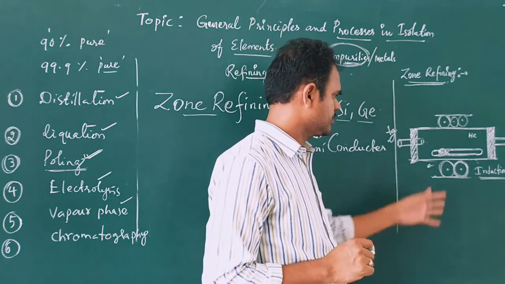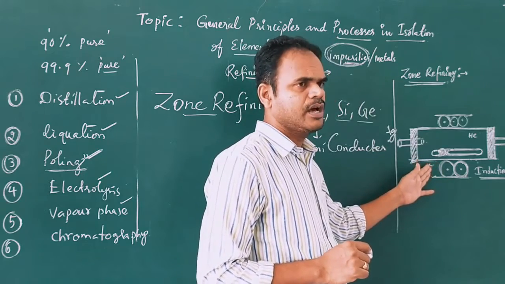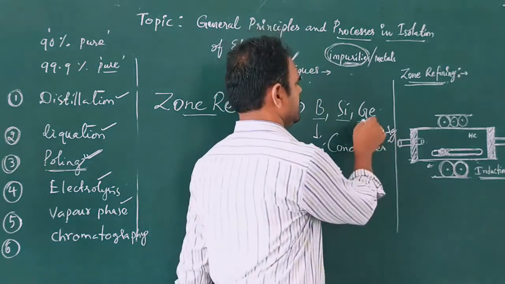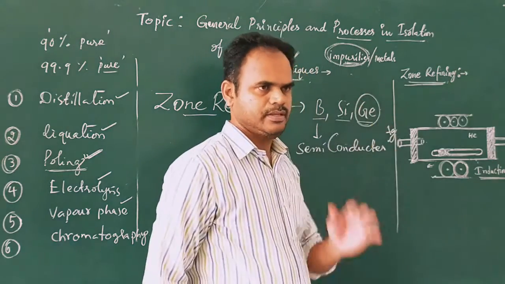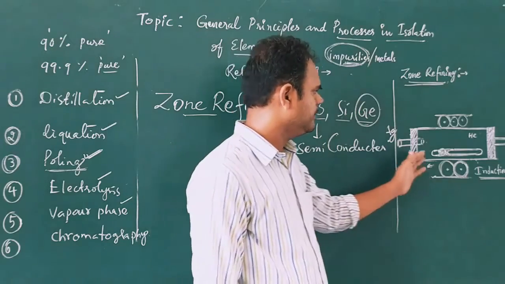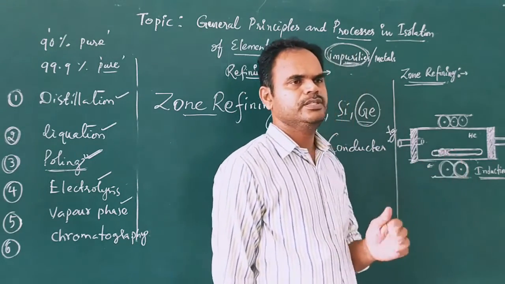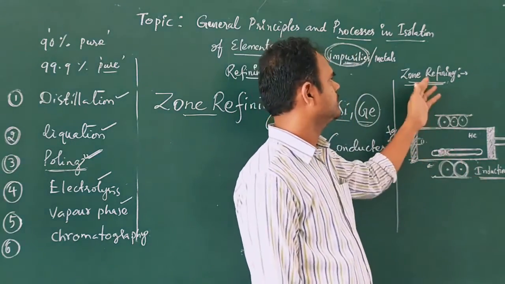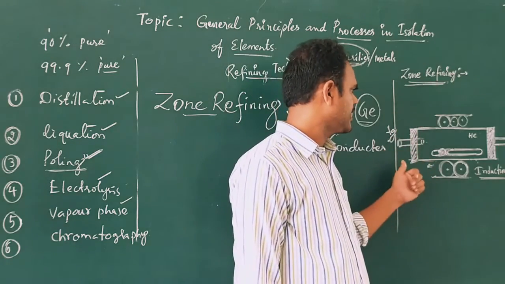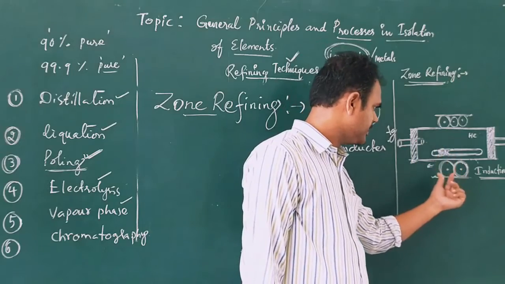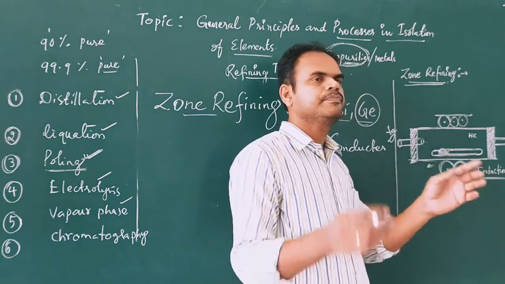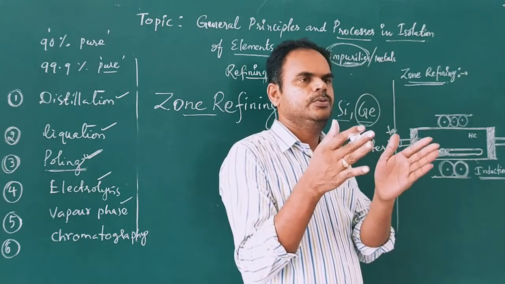So here is a diagram I have drawn for zone refining. Imagine there is impure germanium metal. We have to purify the impure germanium by using this zone refining technique. How is this process carried out? In a cylindrical chamber, so what condition do we create?